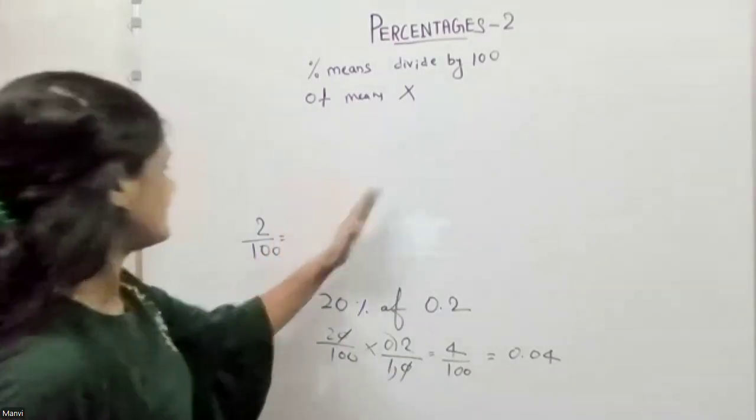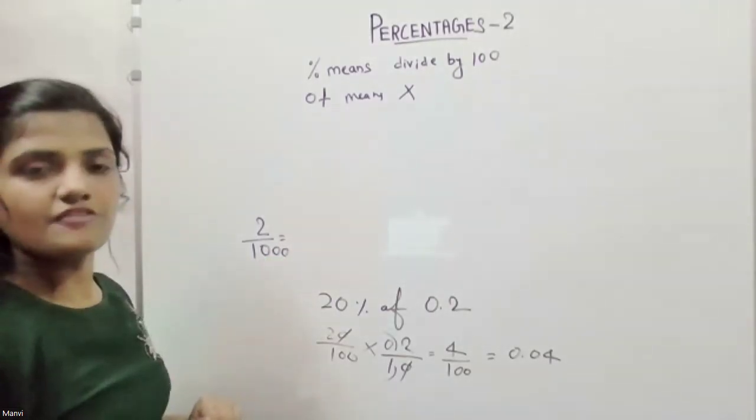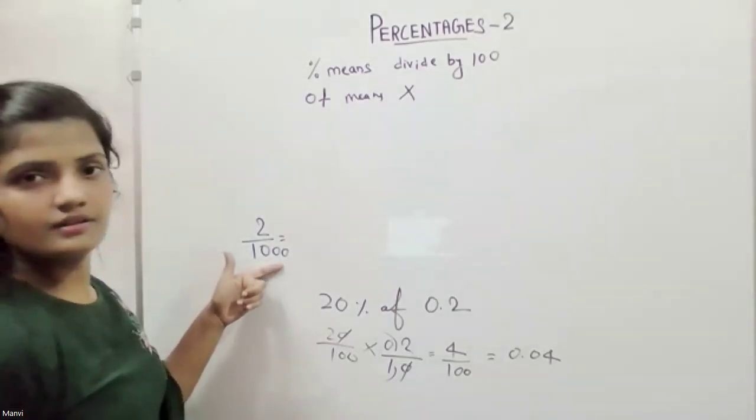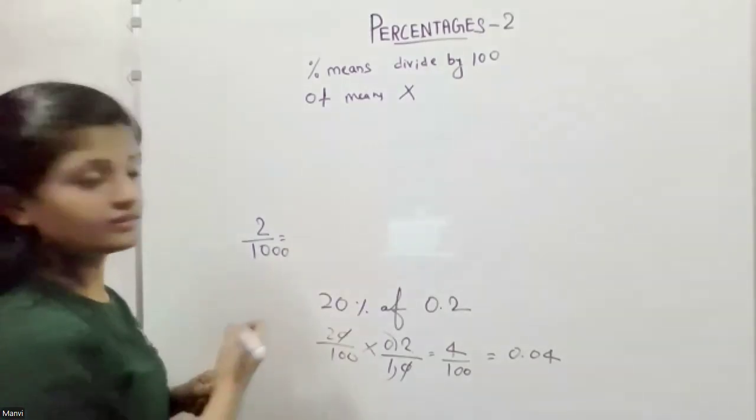What if we have 3 decimal places in the denominator? Kavya, here we have 3 decimal places. So we need 3 decimal points.